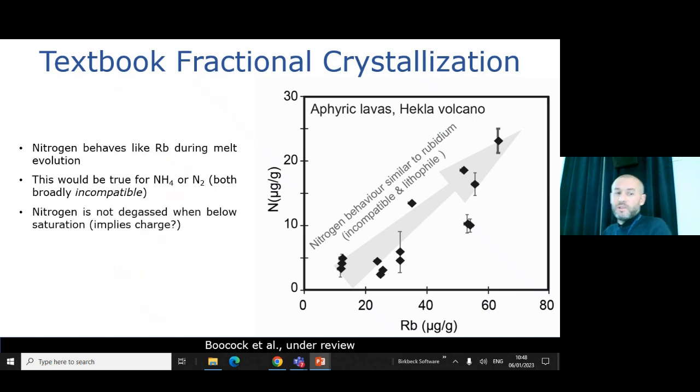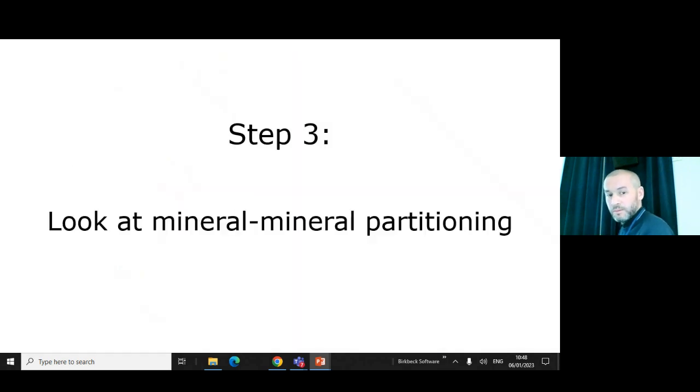So we said nitrogen's not degassing below saturation. So maybe that implies it's charged, but that's a step too far. You can't really say that because you're still below the solubility of N2. But it was really cool to see that nitrogen wasn't lost, that fractionation increased the nitrogen content.